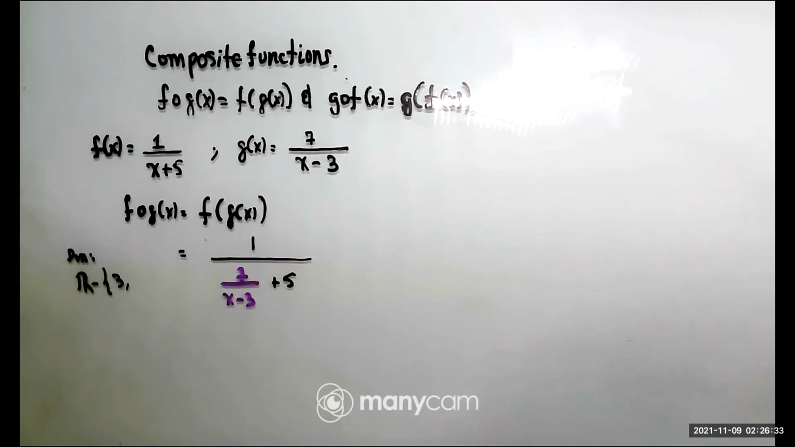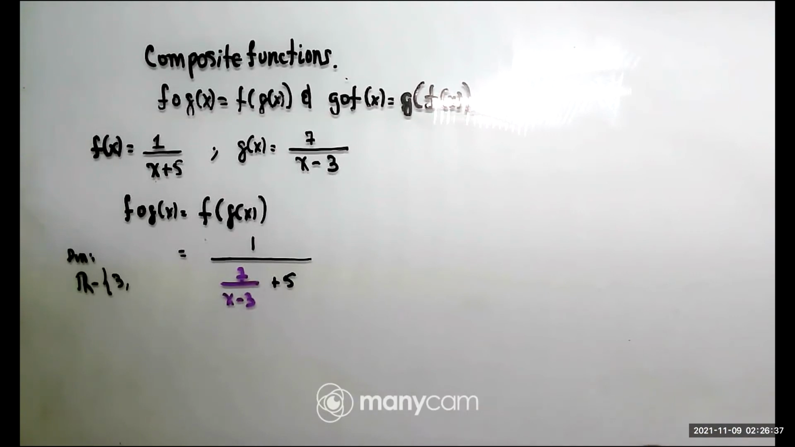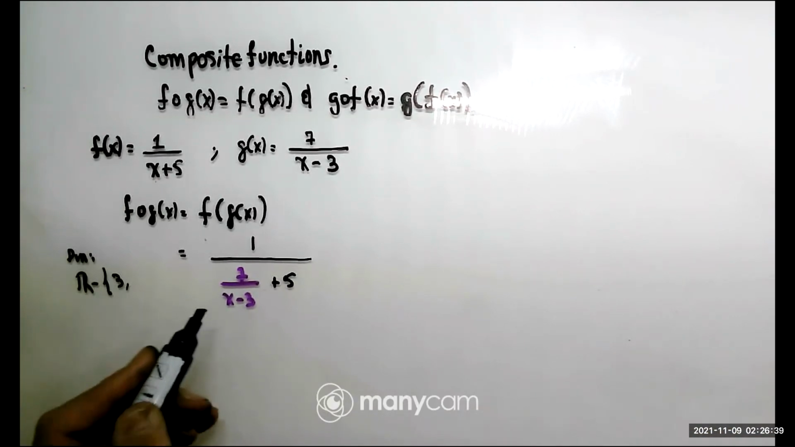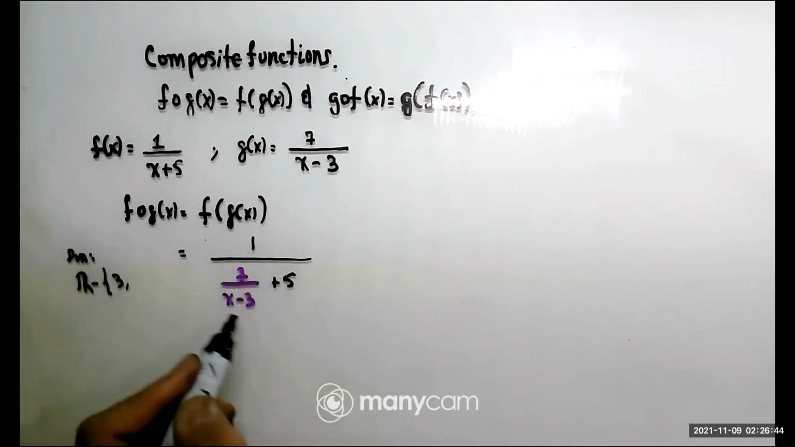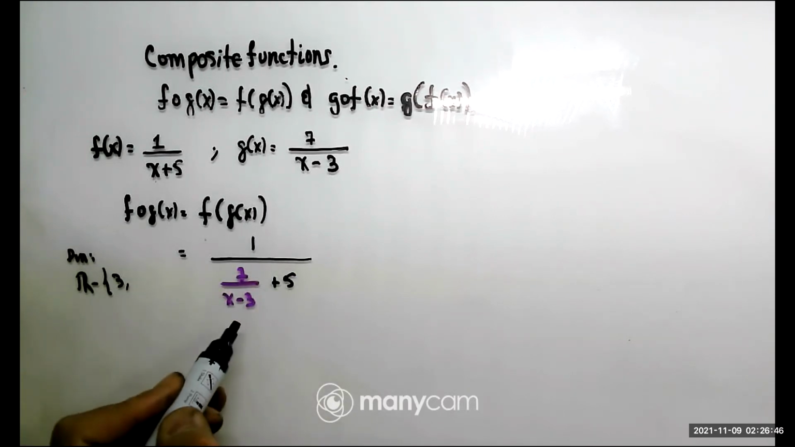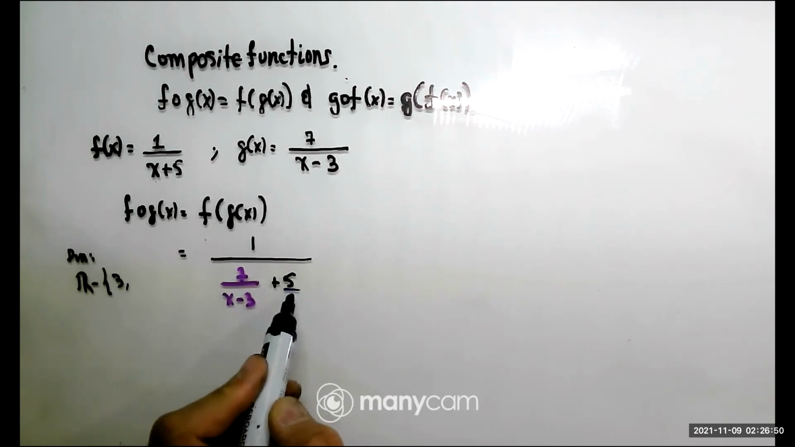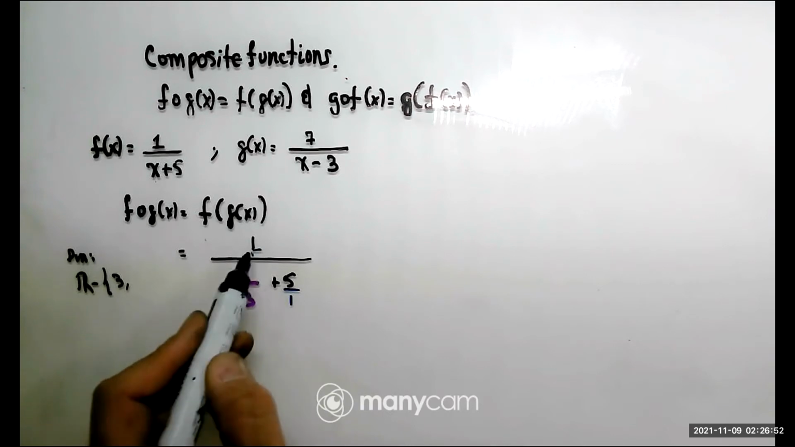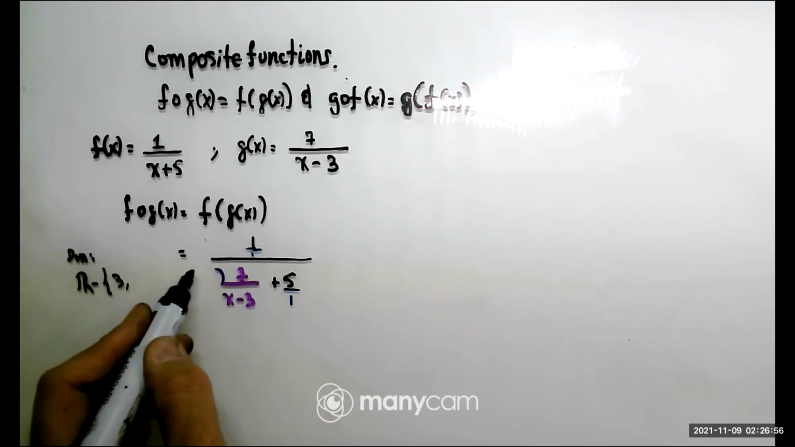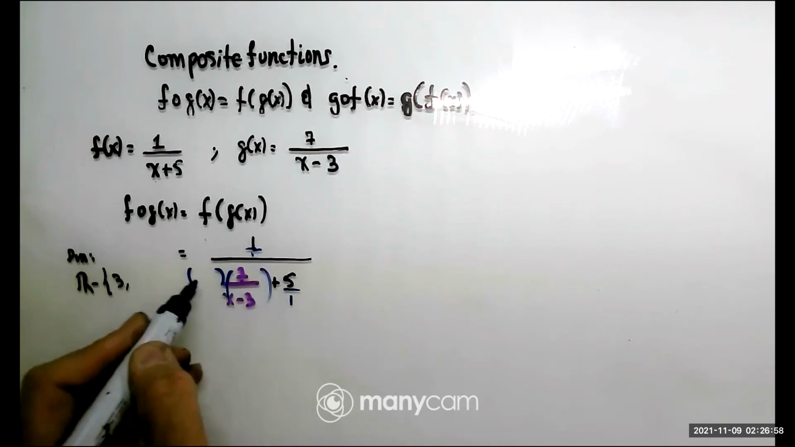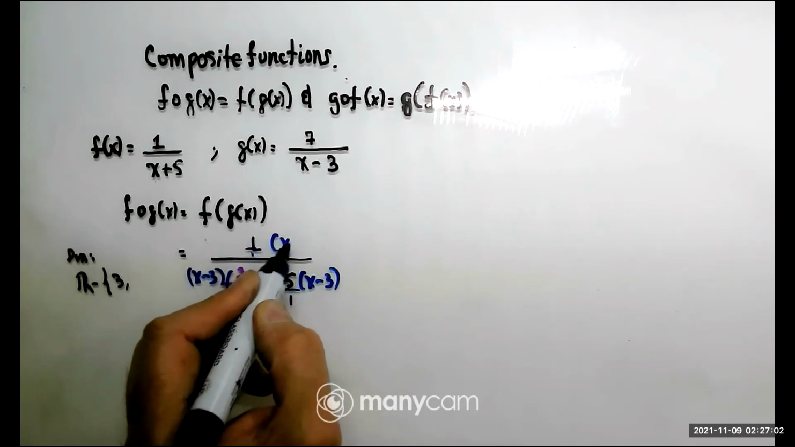Now, once you do that, you get what we call a complex fraction. And as we learned previously, how do I simplify a complex fraction? The easiest way, one of the methods, is to multiply by the LCD. This is over 1, 1 over 1. So my LCD, of course, is x minus 3. So we're going to multiply by x minus 3 everywhere.